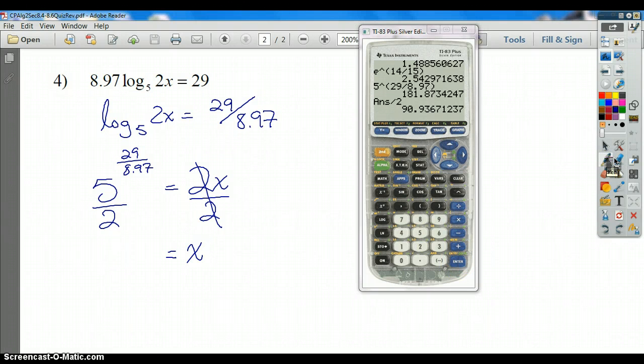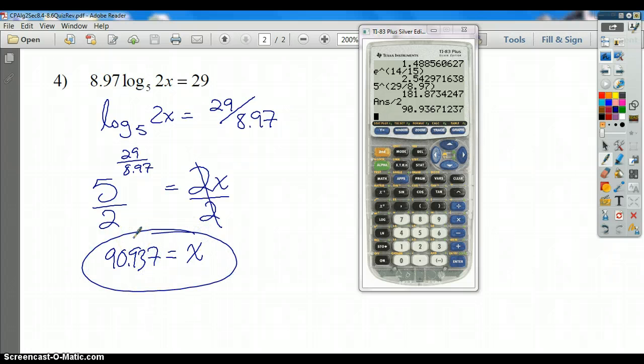So what are we looking at? We're looking at 90.937. That actually isn't too bad. You didn't have to do log at all there. X isn't in the exponent, so divide by 2, you're set.